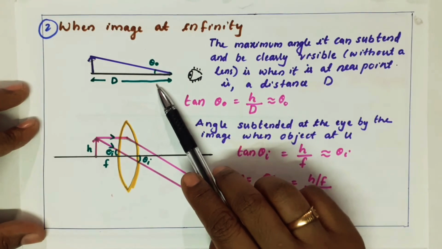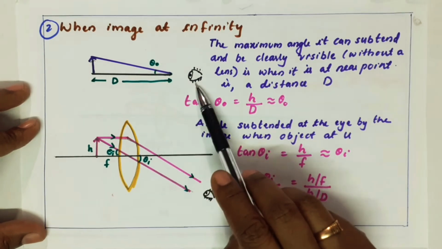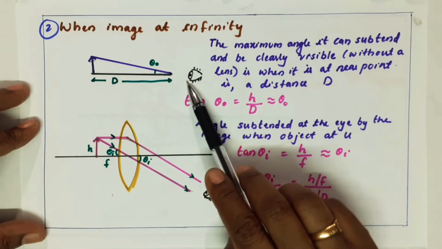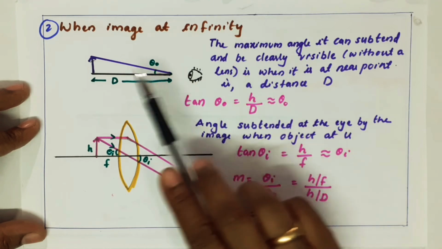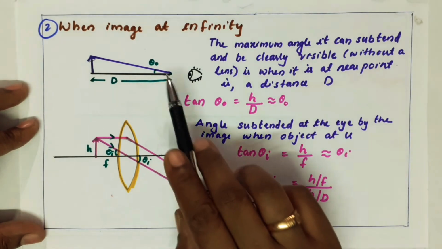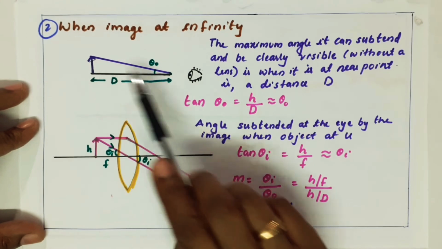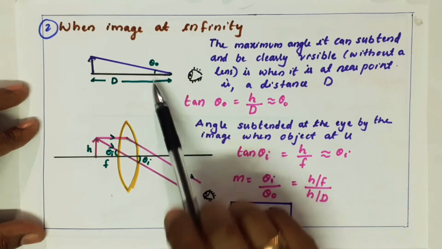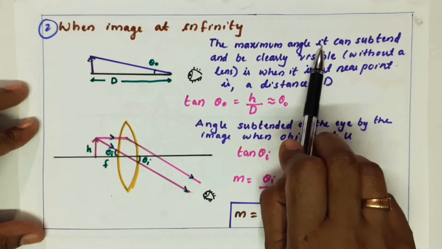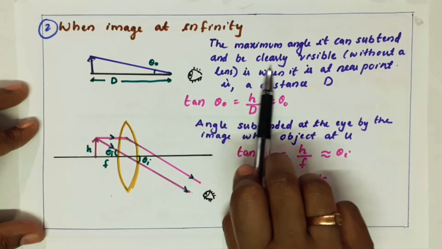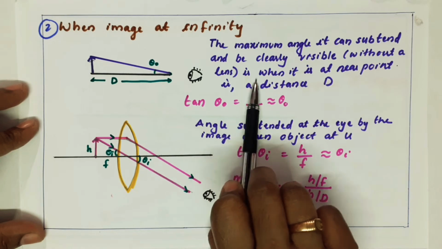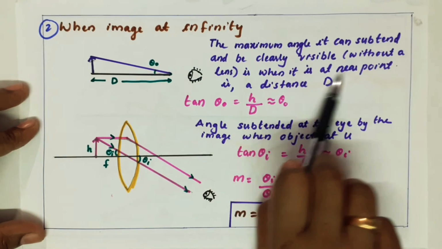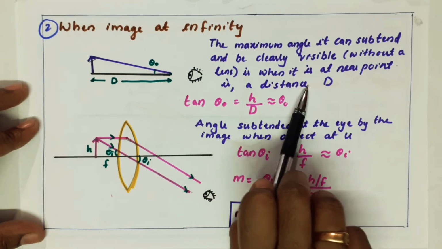The first diagram is you seeing an object with your naked eye. We are not using any instruments or lens. You are just seeing the object directly. What is the angle subtended by the object at your eye? That is called theta naught. The maximum angle it can subtend and still be clearly seen without a lens is when it is at the near point, that is at D.